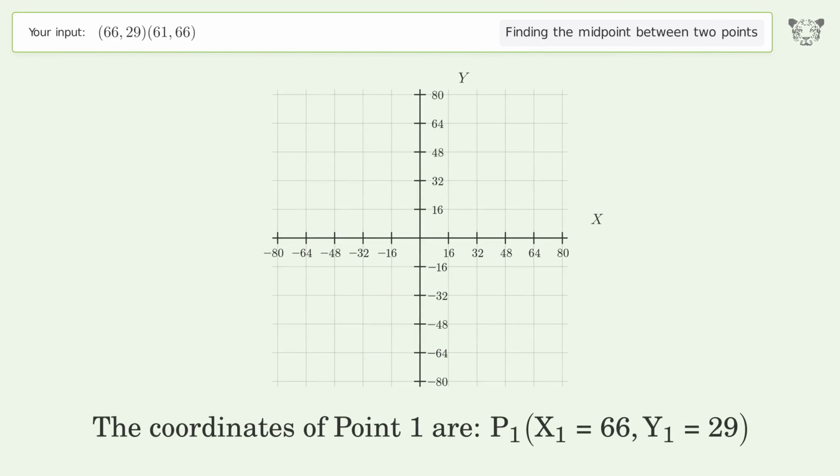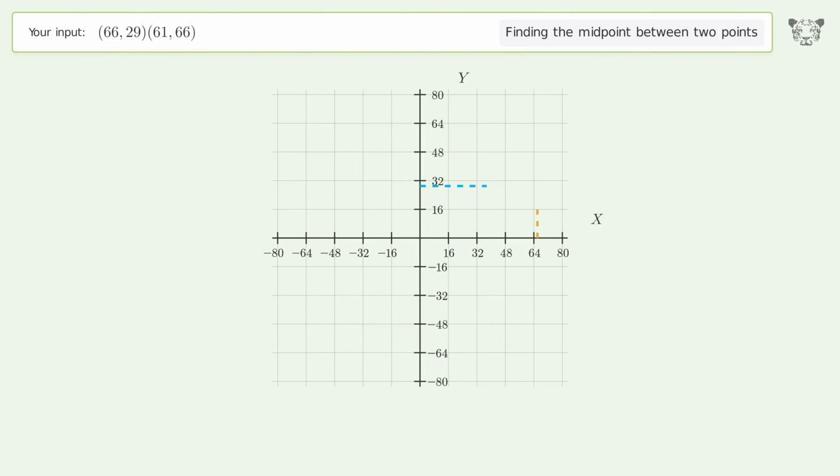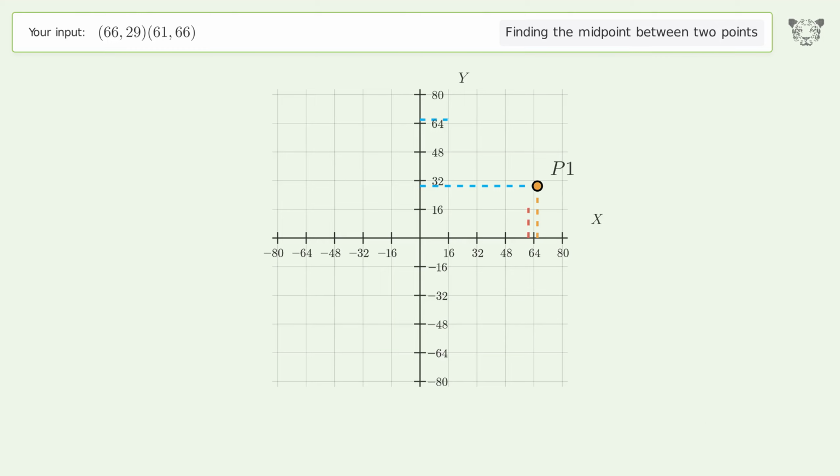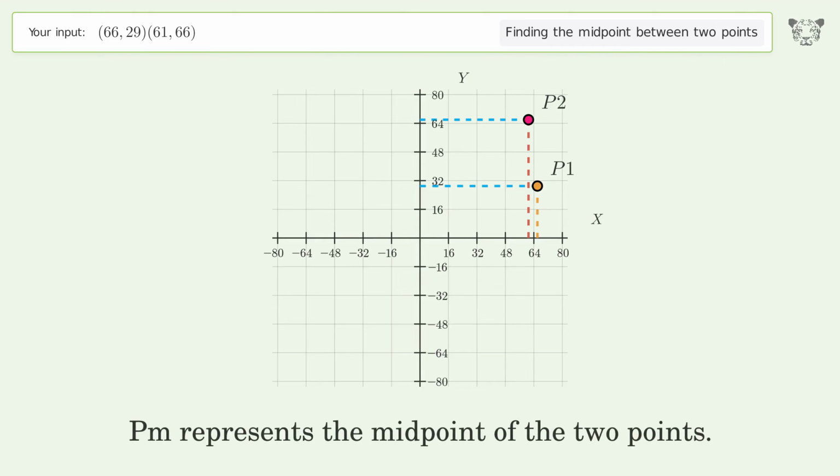The coordinates of point 1 are, x1 equals 66, y1 equals 29. The coordinates of point 2 are, x2 equals 61, y2 equals 66. PM represents the midpoint of the 2 points.